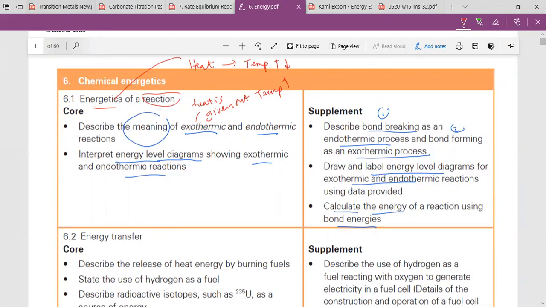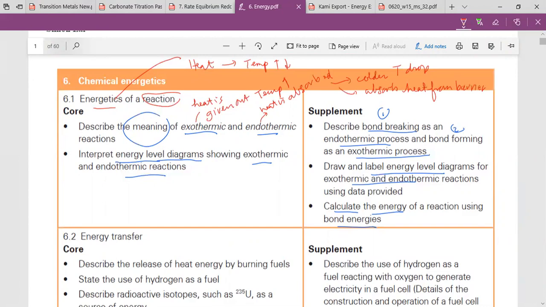Endothermic means heat is absorbed. It can have two. One, of course, the thing becomes cooler, the temperature will drop. Or it just absorbs heat from a Bunsen burner. From a burner, you can also say that it is endothermic.